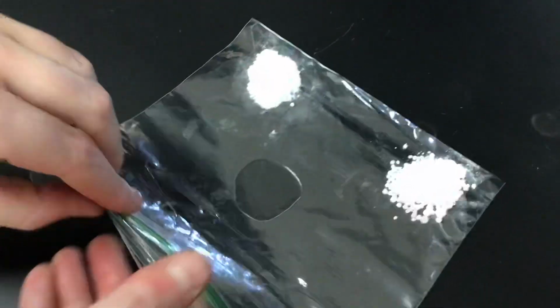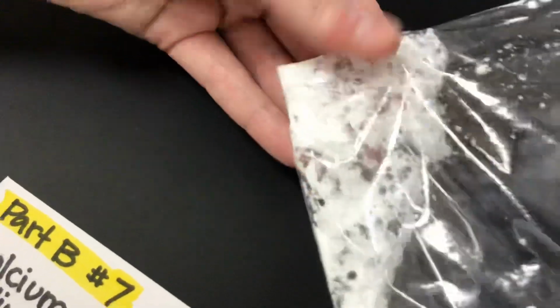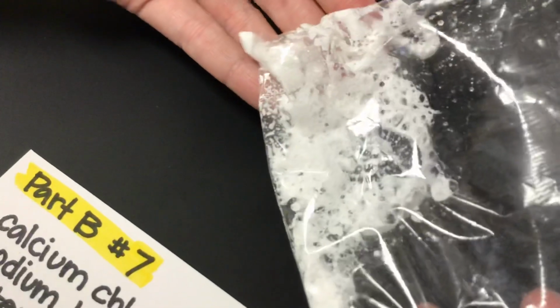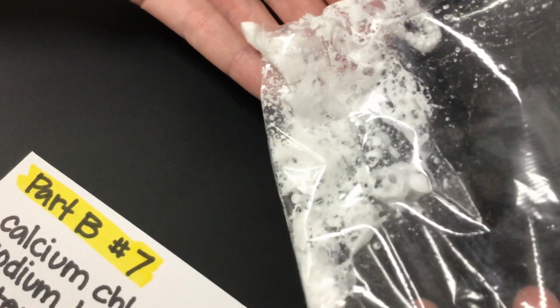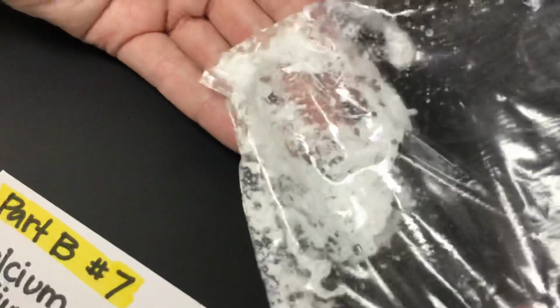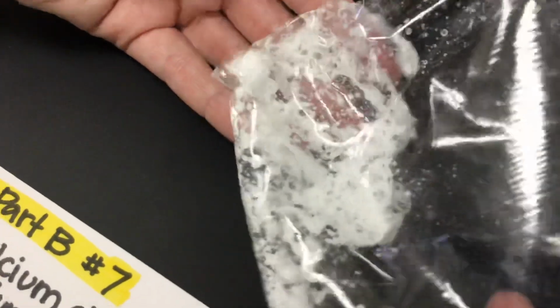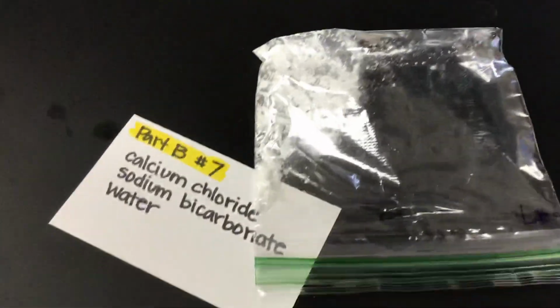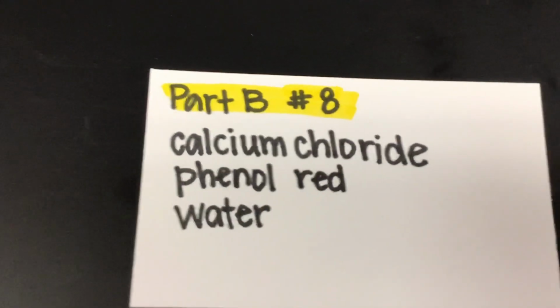So 3 things. Okay, so I don't know if you can hear it, but we've got lots of gas formation. It's also quite warm to touch. Look at all those gas bubbles. So very warm, lots of gas bubbles forming. If you see anything else, write that down. Okay, so see how the baggie's even puffing up? So we've got gas formation that's filling the bag. That was number 7. Number 8, calcium chloride, phenol red, and water.